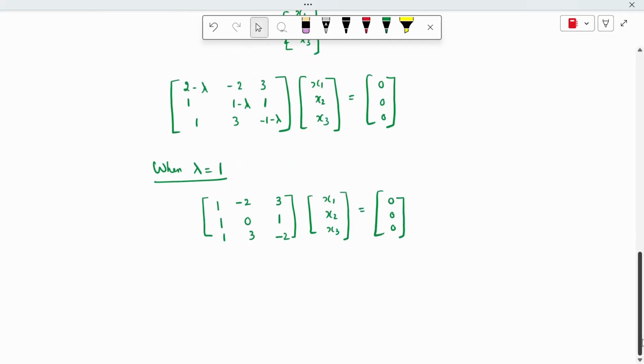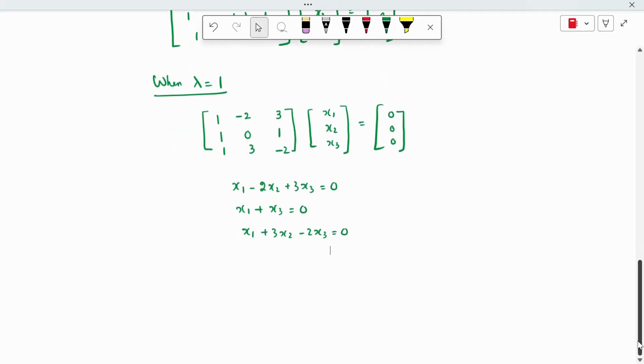Sometimes you may get the same equation. So when I take it, x1 minus 2x2 plus 3x3 equal to 0, first equation. X1 plus x3 equal to 0. X1 plus 3x2 minus 2x3 equal to 0. I got 3 equations. You can take any 2 different equations, it is your wish. I am going to take the first 2 equations and solve them. The method is called the cross multiplication rule.